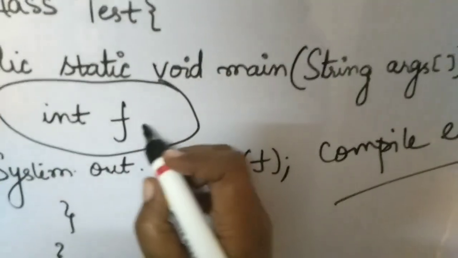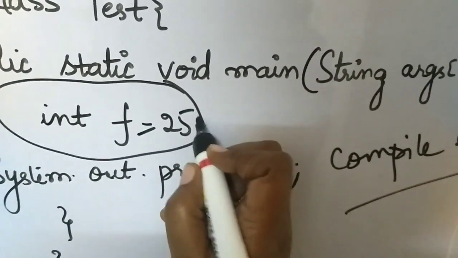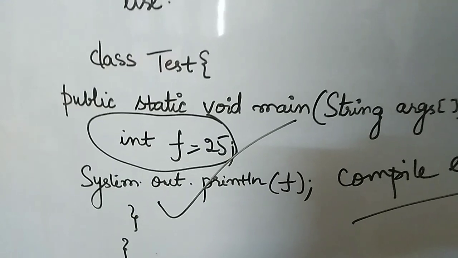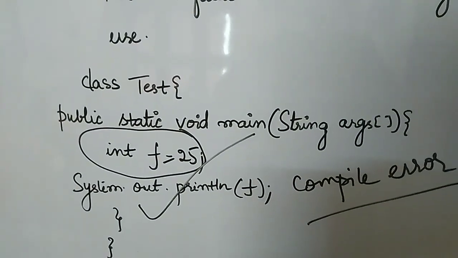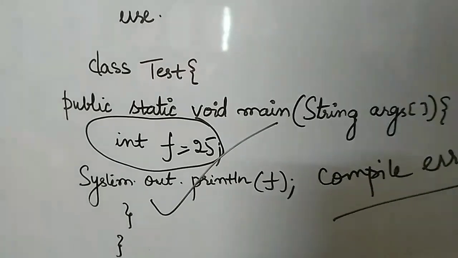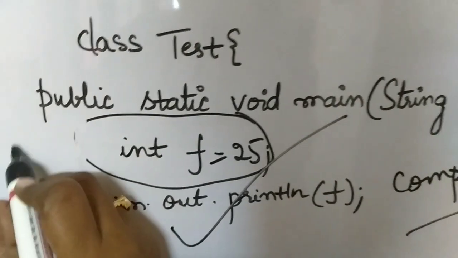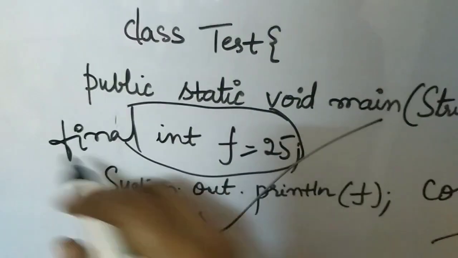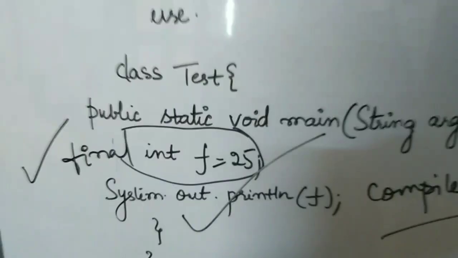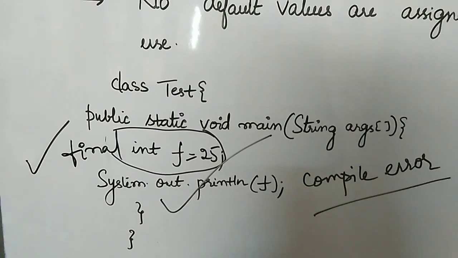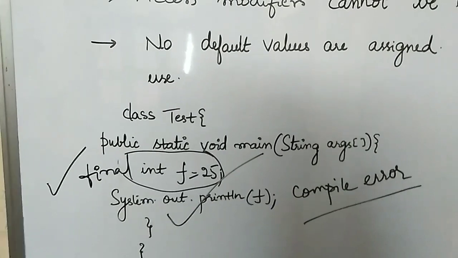So I have to say something, f is equal to 25. Now this program will work because I have initialized the local variable. And you can also use final along with local variables. So I can also say final int f is equal to 25, which is also valid. I cannot use access modifiers, but I can use final with it. So local variables can be final.